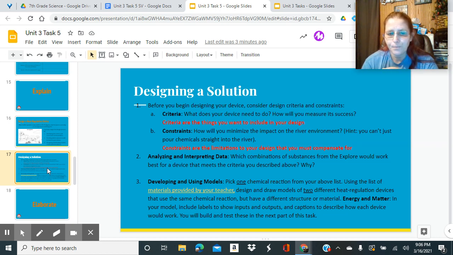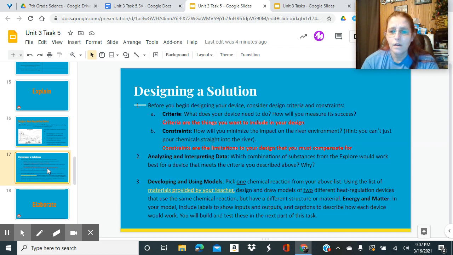Maybe make a list. Once you have that done, then you're going to think about the data that you did from your lab. Which combinations of substances from that Explore lab is going to work the best to meet the criteria? Okay, and why? Why are those things going to work best? You have 5 options. Which of those options is going to be the best choice? And why? That's important. Always why.